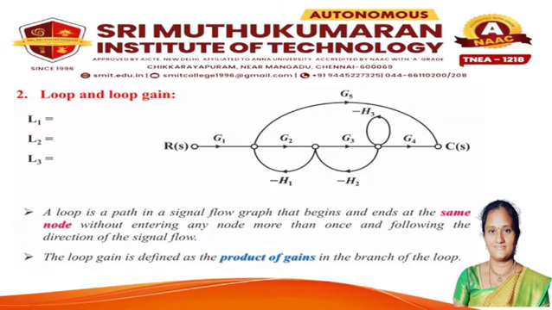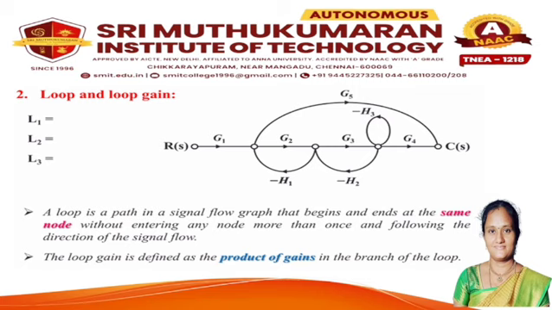Next, individual loop gain. It is a closed path that starts and ends at the same node. The signal follows the direction of flow. No node is repeated except the starting node. Then individual loop gain is the product of all gains around the loop.